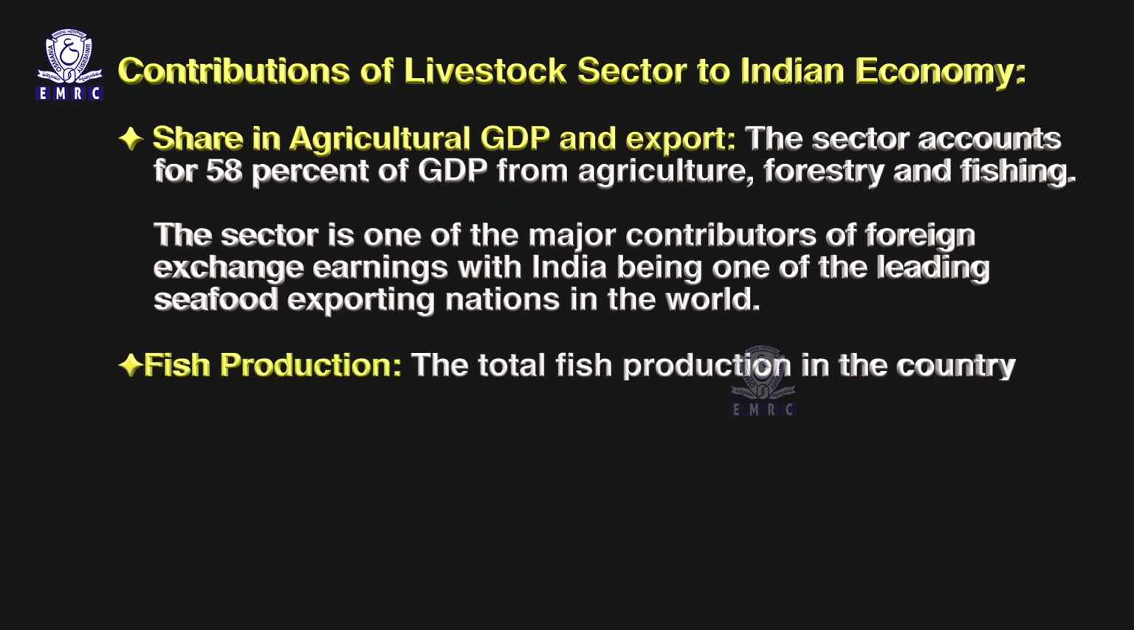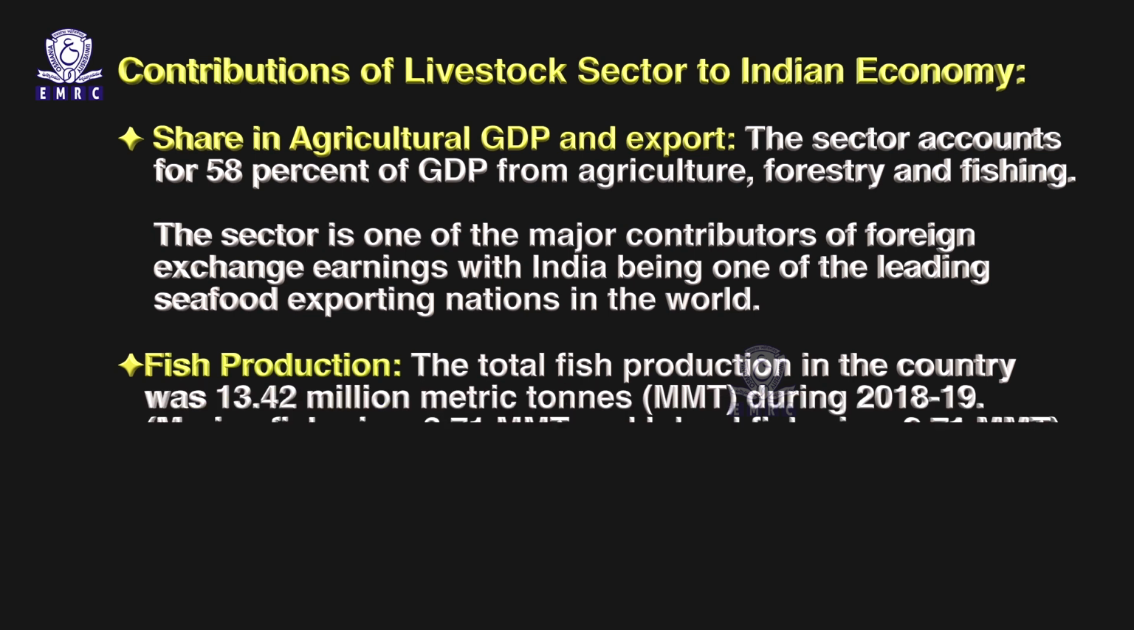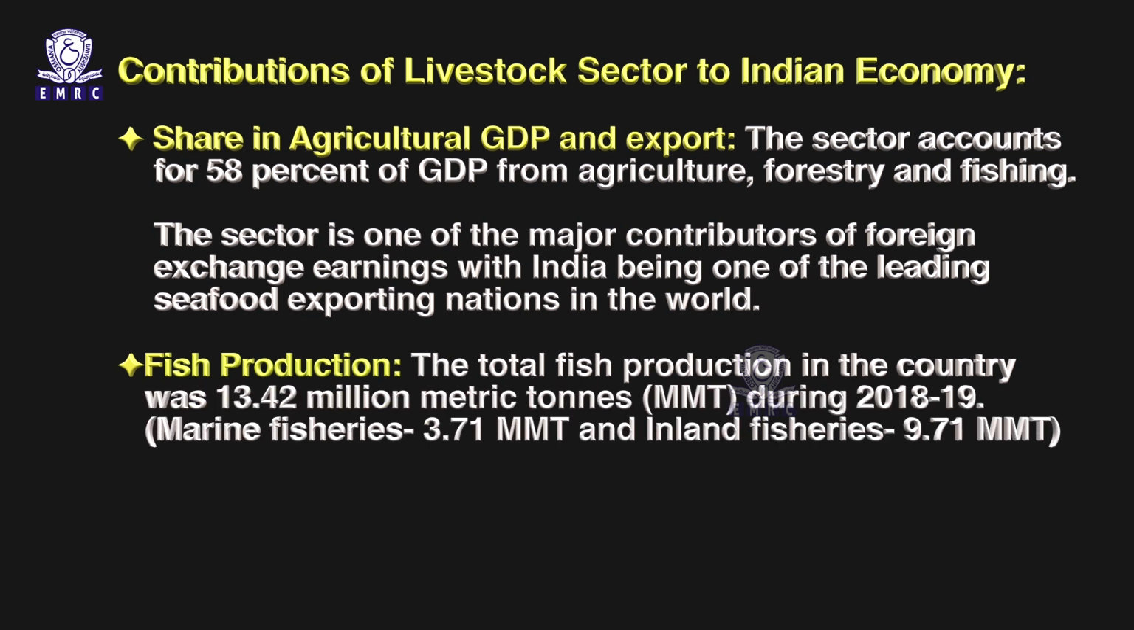Fish production. The total fish production in the country was 13.42 million metric tons during 2018-19.